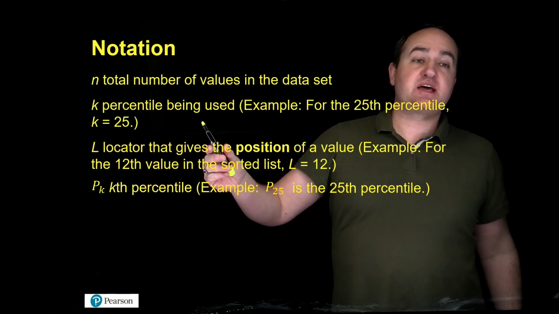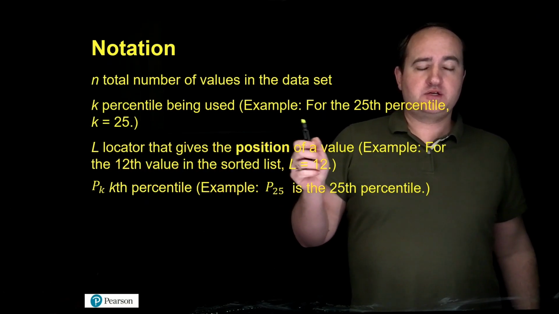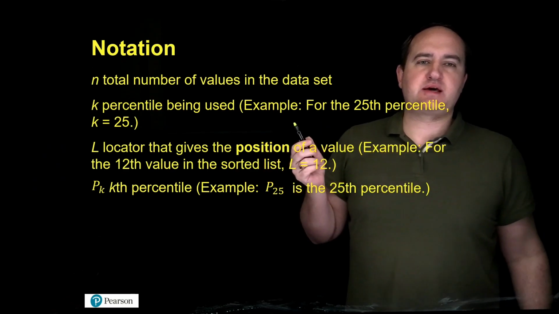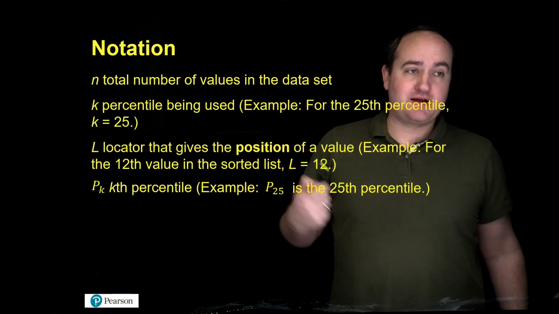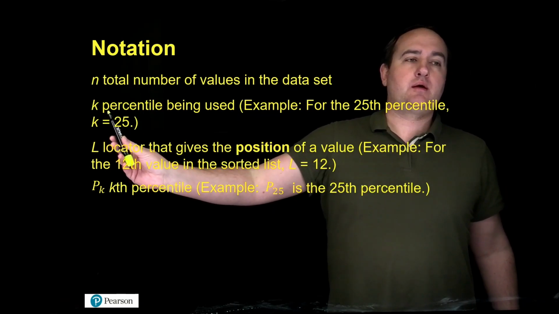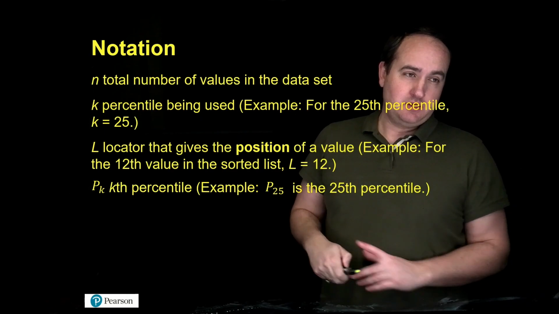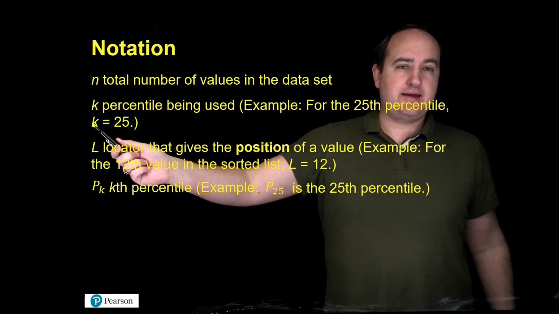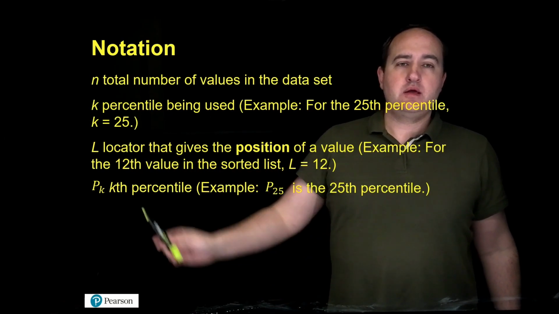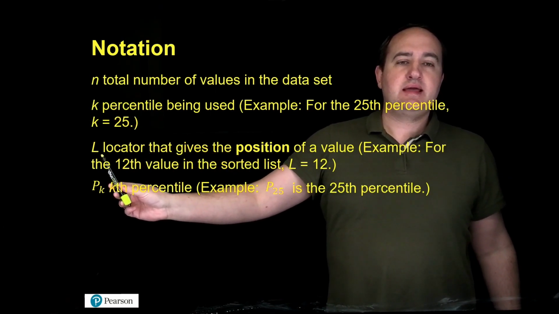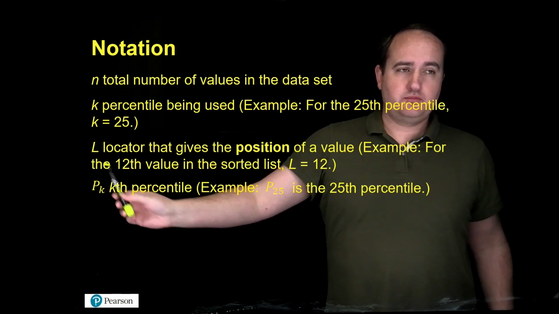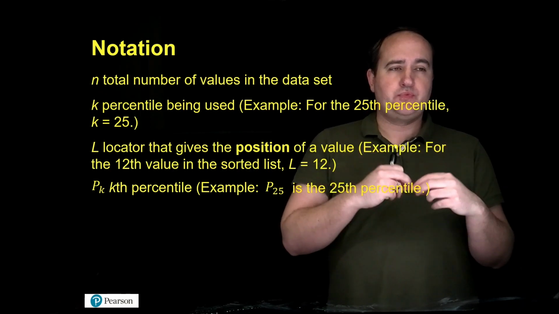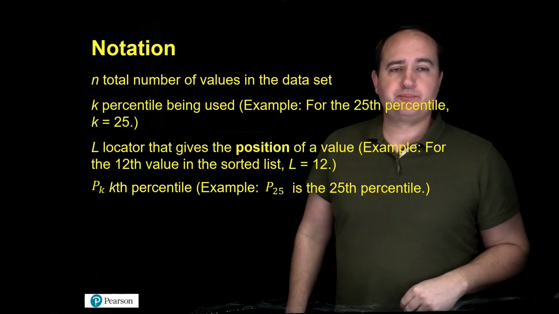K is the percentile being used. So an example would be for the 25th percentile, K would equal 25. So whatever percentile they're asking us to find a data value for, that's going to be K. N will be the total number of values. L is the locator, which helps us find the data value or the two data values, and then we average those two if there's two of them.